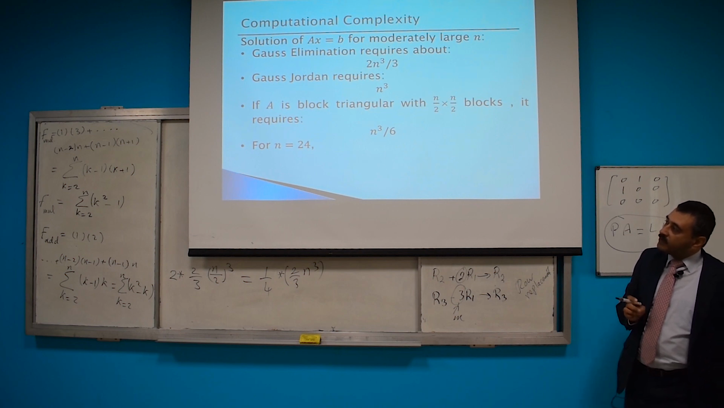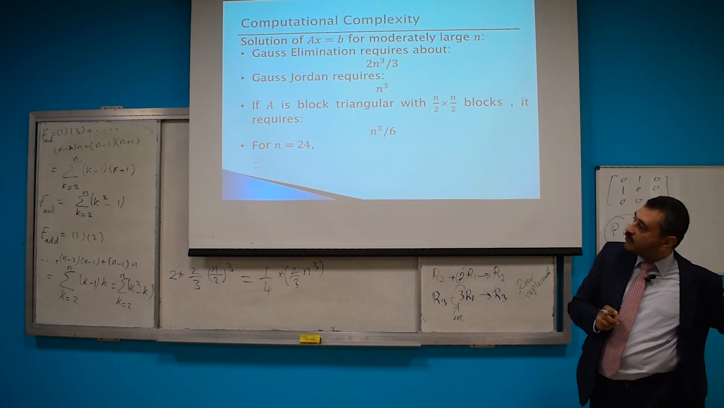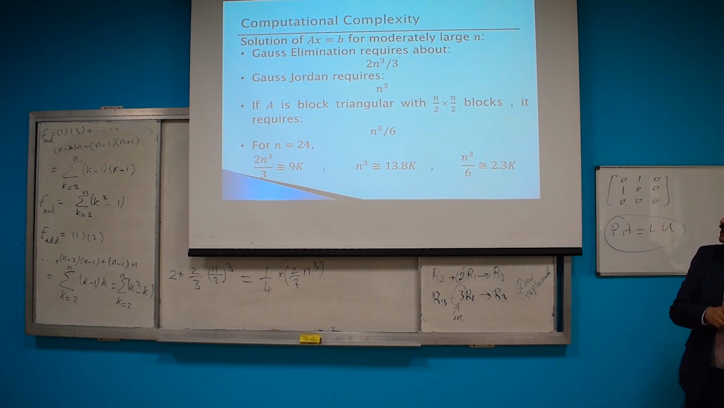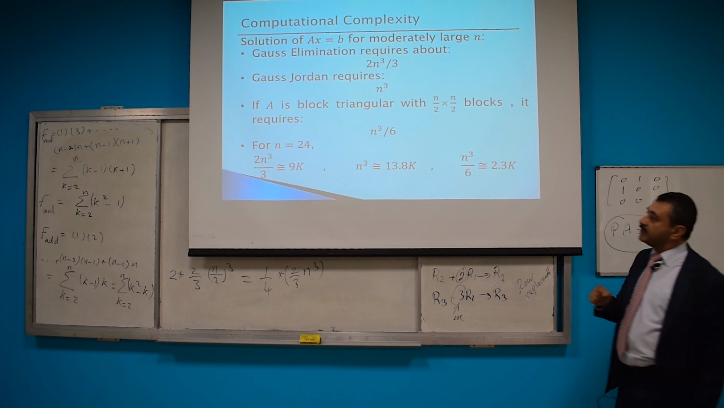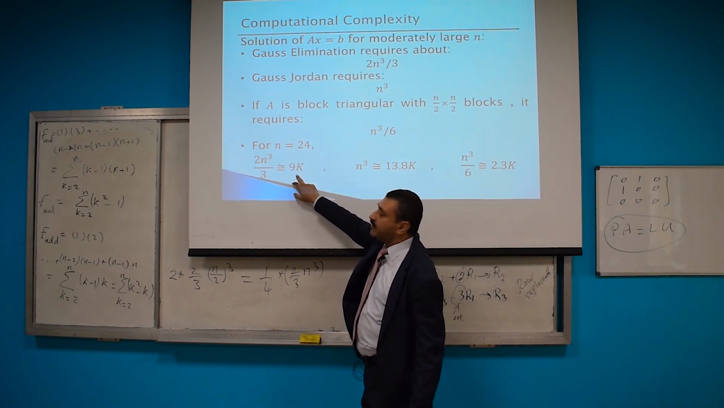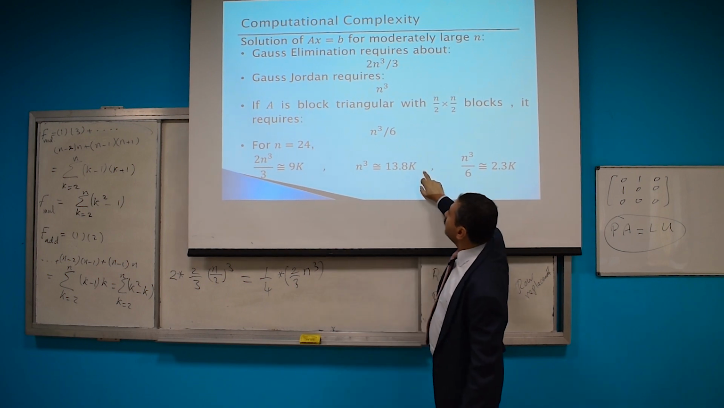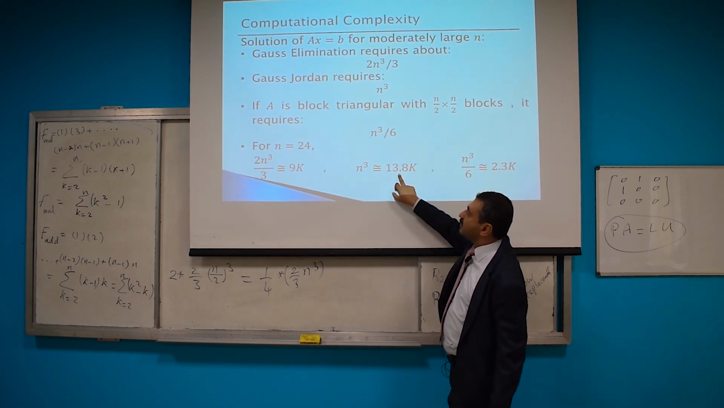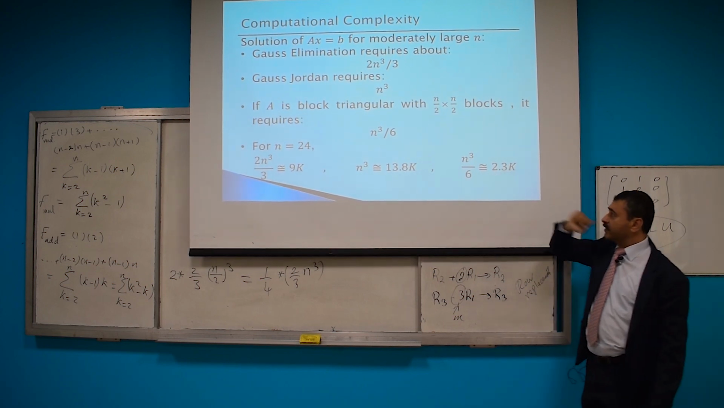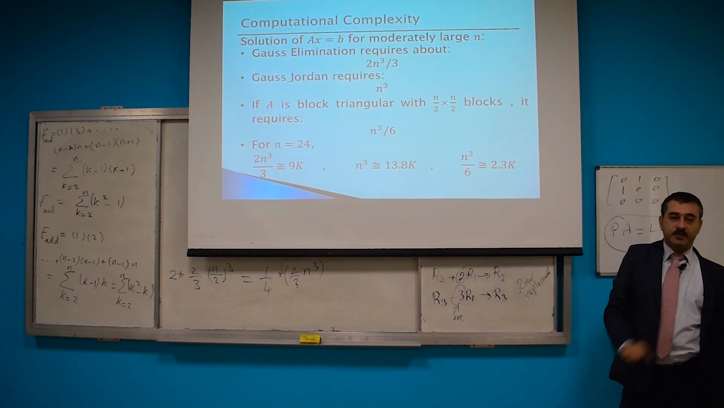To make sense of these numbers, for n equal 24, for example, these are the number of flops for the three methods. For Gauss elimination, you will have to do 9k flops. For Gauss-Jordan, about 14k flops. If it is block triangular, you will take 2.3k flops.